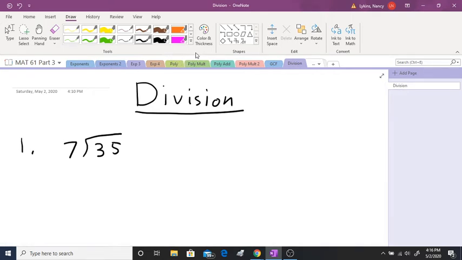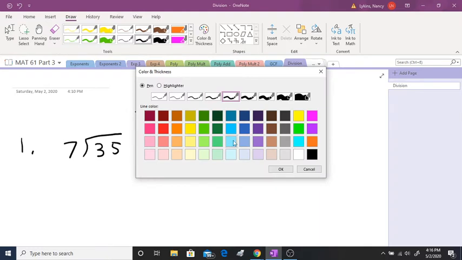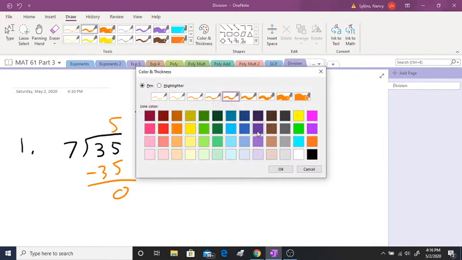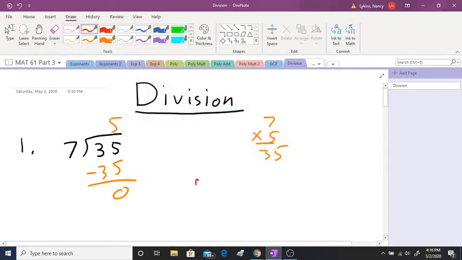Today I want to talk about dividing by single numbers or single digits. The first one, and this is understanding your multiplication tables as well: how many times is 7 going into 35? Well, knowing your multiplication table, 7 times 5 is 35, so it would go in 5 times. You would say 5 times 7 is 35. Subtract it, you get a 0 there. So technically the answer you're looking for is 5. And if you want to know what the remainder is, it's 0.